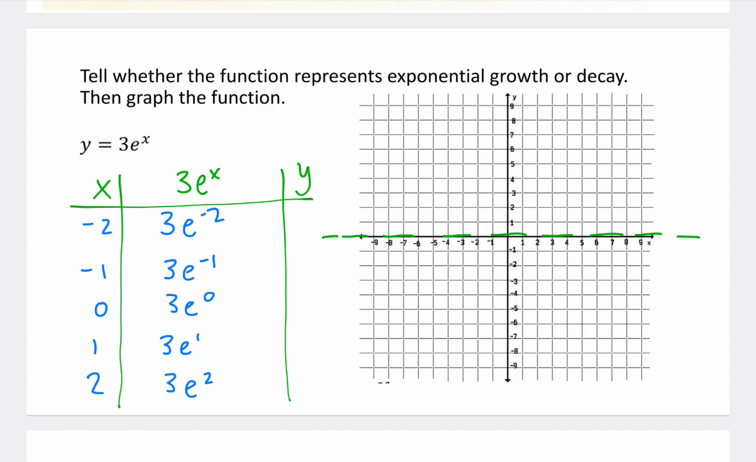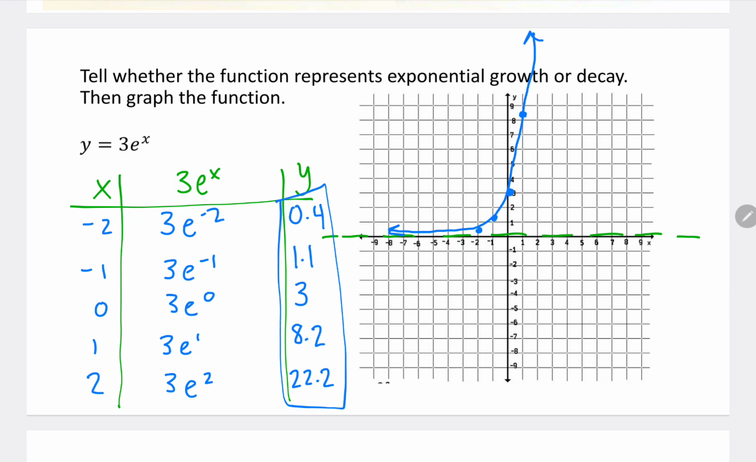But why don't you pause it, give yourself a chance to calculate those values to make sure you're typing it correctly, and then I will give you each one of those values. So these are the values you should be getting.